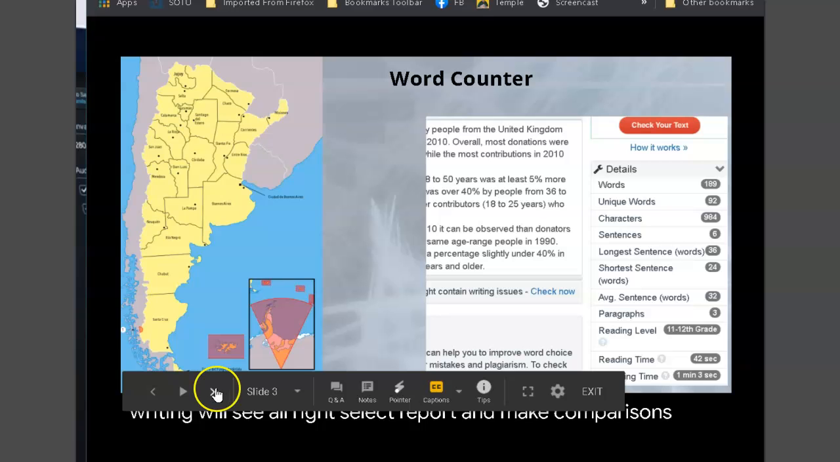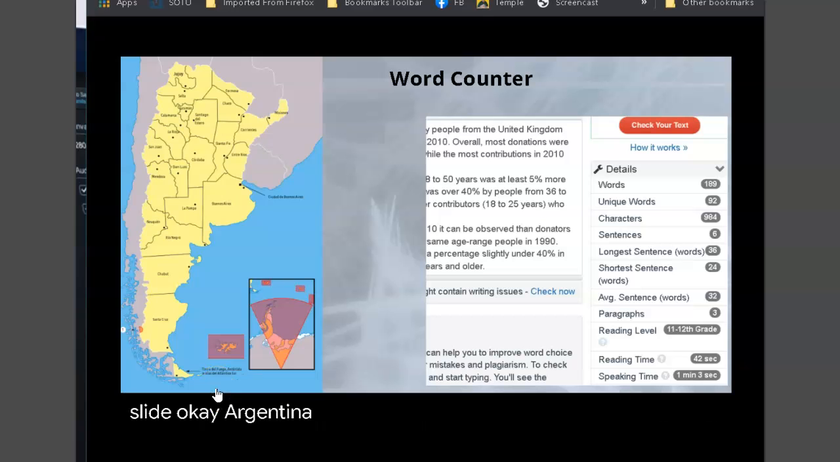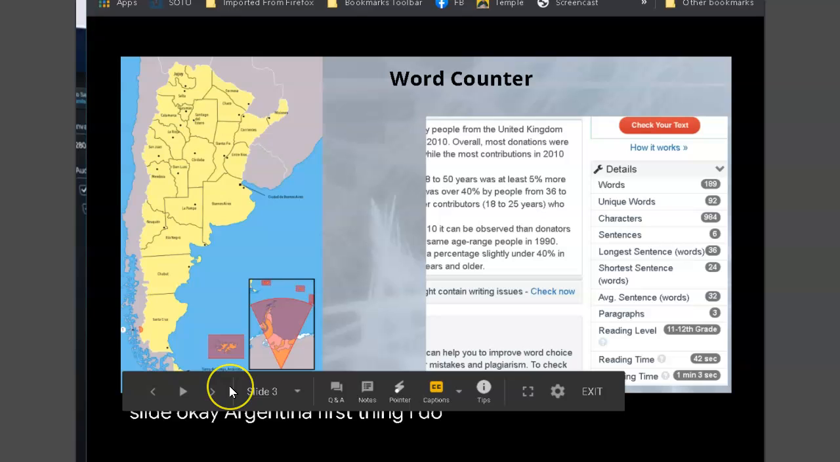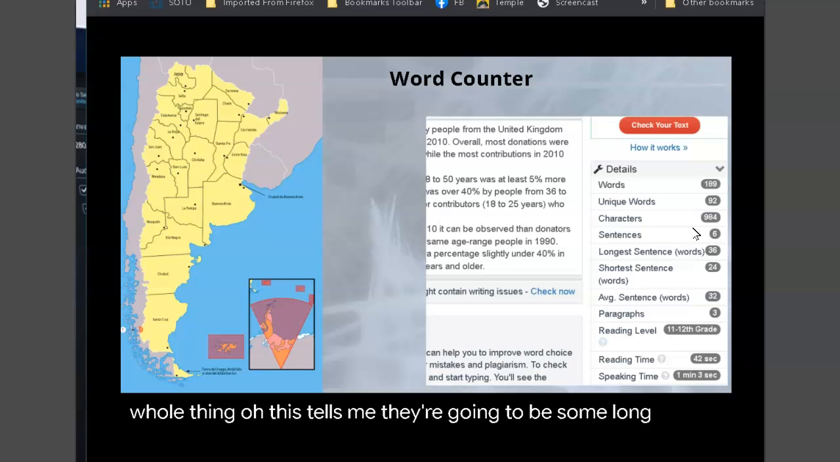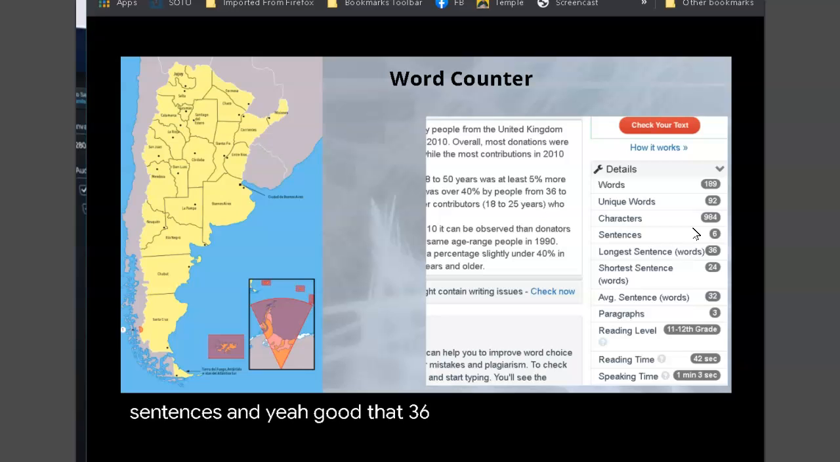Next slide. Okay. Argentina. First thing I do is I drop it off in a place called Wordcounter.net. And it told me it had 189 words, which is fine. But oddly here, 6 sentences in the whole thing. Uh-oh. This tells me there are going to be some long sentences. And yeah, look at that. 36 words long. The shortest sentence is 24 words. Now, good writing is a combination of both long and short sentences. You need to vary your sentence structures and make them some long and some short.